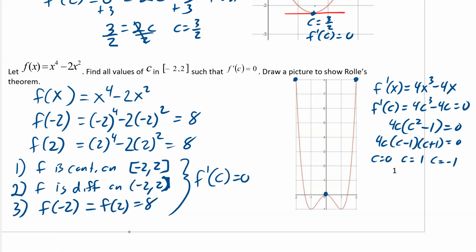And so that would be here, here, and here, just like on our picture. So there's our c values. So for any of these, f prime of c is equal to 0. And there you have it.